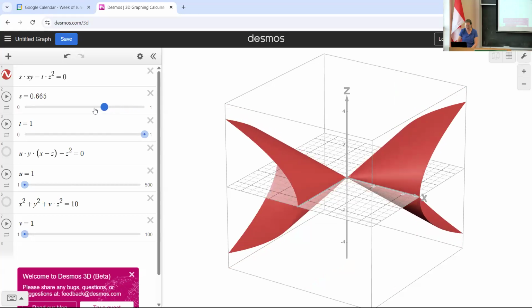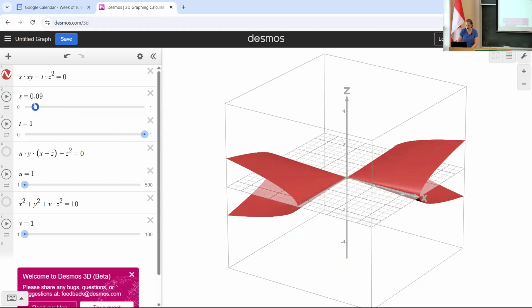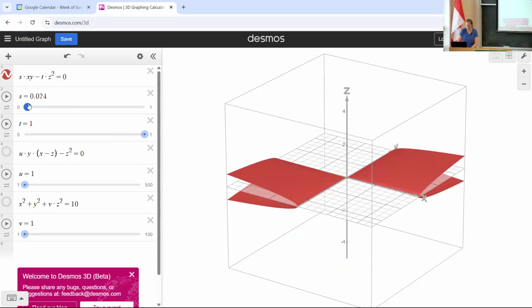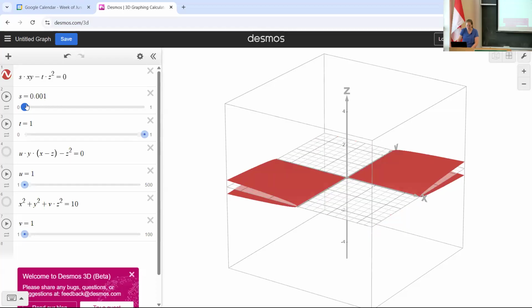So here we have now the xy term getting very small, not contributing. So in order to have an answer of 0, we need the t, which is just 1. So we need the z squared term to be 0. Here, eventually we get this plane, but we need to remember that we're getting the plane twice.